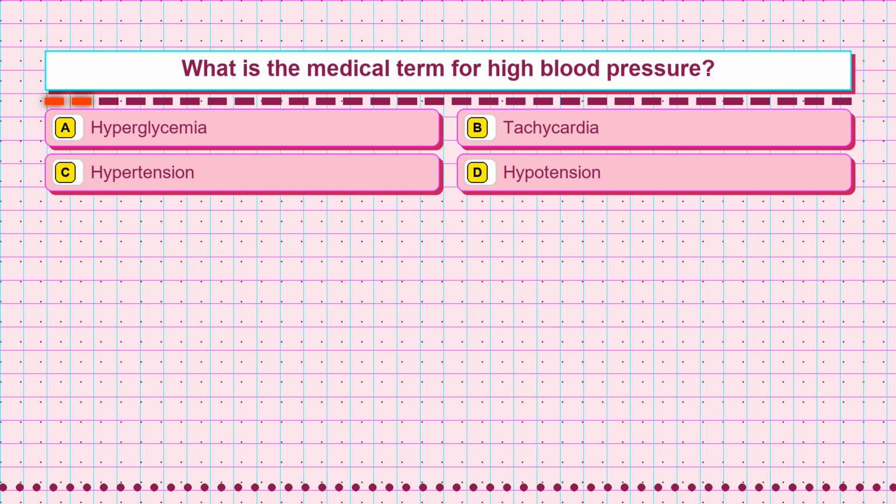Question 88. What is the medical term for high blood pressure? Option A. Hyperglycemia. Option B. Tachycardia. Option C. Hypertension. Option D. Hypotension.